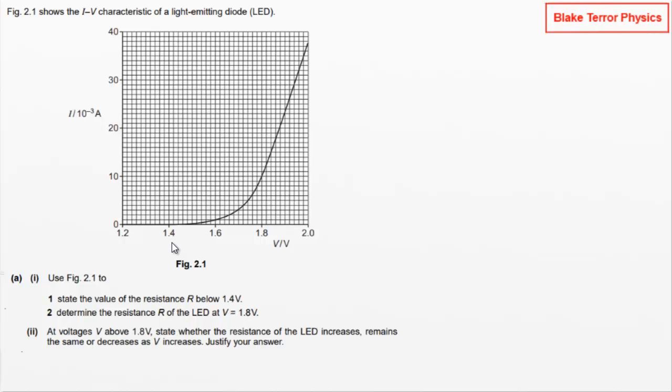Hello, right, we've got a few more circuit questions. We're starting here with an IV characteristic of an LED. So LEDs, remember, you're going to have small currents, and as we see here, we've got milliamps, so don't make the mistake of leaving that out. Always check your y-axis. Use figure 2.2 to state the value of the resistance below 1.4 volts.